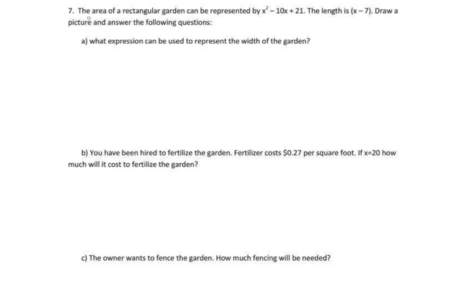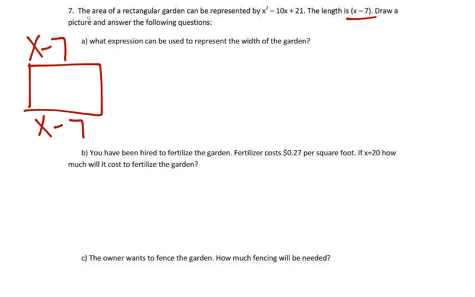Okay, so then we get to the word problems. Don't stress about the word problems because it's still doing the same thing we've been doing. The area of a rectangular garden can be represented by x squared minus 10x plus 21. The length is x minus 7. Draw a picture and answer the following questions. So start by drawing a picture, which is just a rectangle. Label the length as x minus 7. If the top of that is x minus 7, so is the bottom.